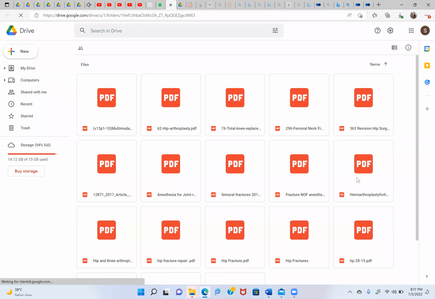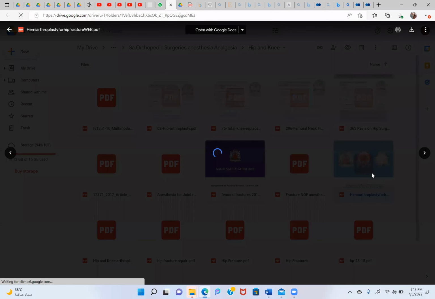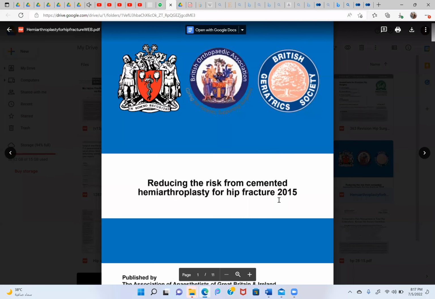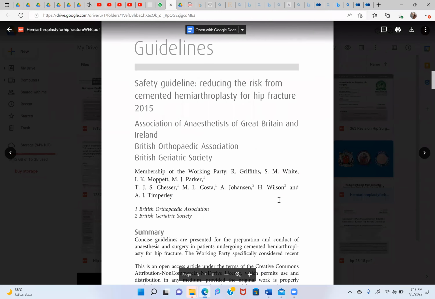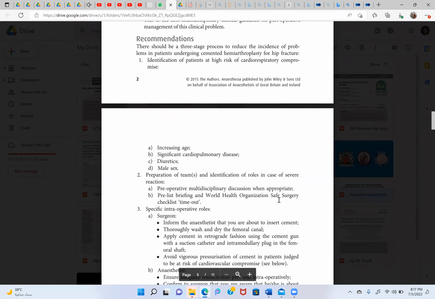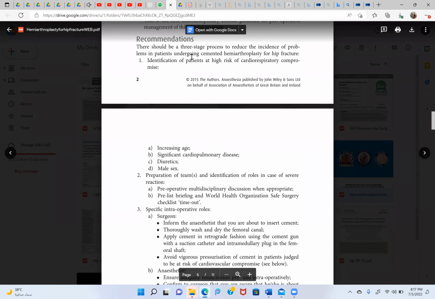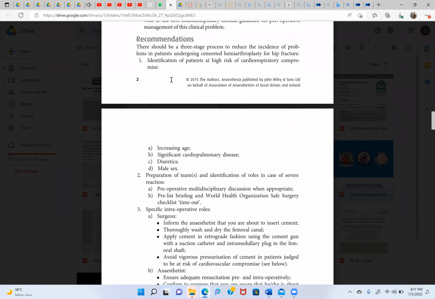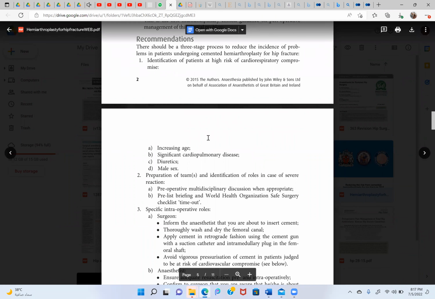Related to this, I shared this folder in the morning as well. These are the guidelines for hemiarthroplasty. If you want to have a look at the guideline recommendations, it is perioperative care, and you have to plan the whole course, and also follow the ERAS protocols, because you want the patient to be discharged at the earliest possible time.